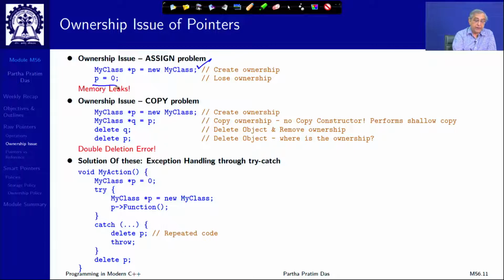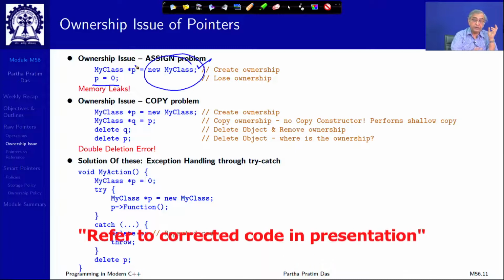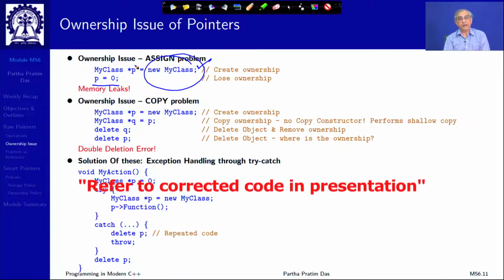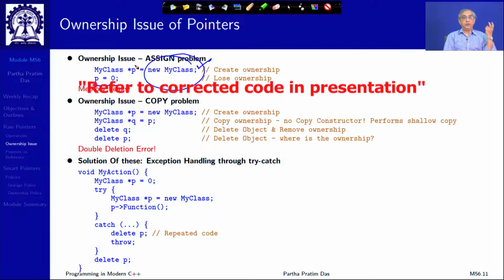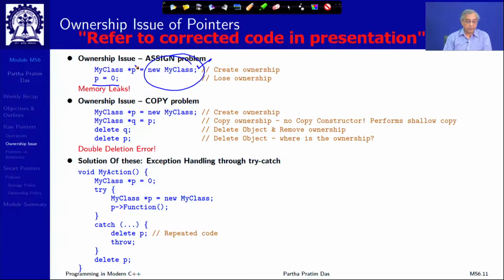But if I assign P to 0 or null, then the ownership information is lost, and we say that memory has leaked, because there is no way to get to this dynamically created object anymore. It will still be held in the memory, but I will not know. So that is a basic ownership assignment problem.